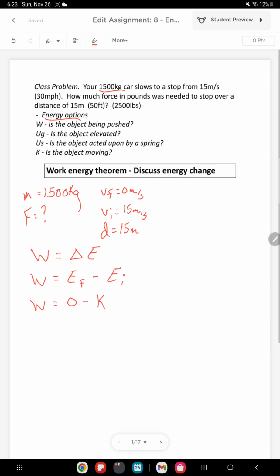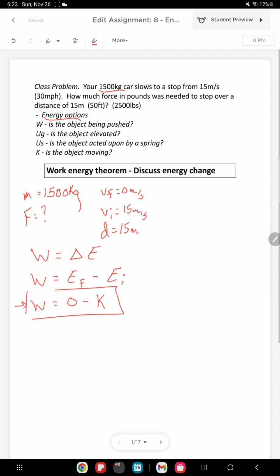If I had said yes to any of those other ones, I would put those in there for EF or EI, and you could have combinations. EI could be 2 things. What if you were on a hill and moving? Then it would be UG plus K. So just be aware, EF and EI can be any combination of those 4 things. Once we get this, here's the equation. This is the important part.